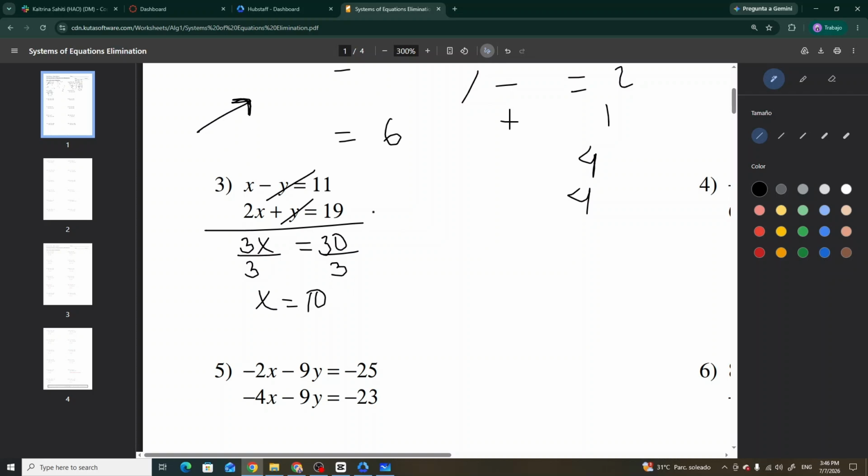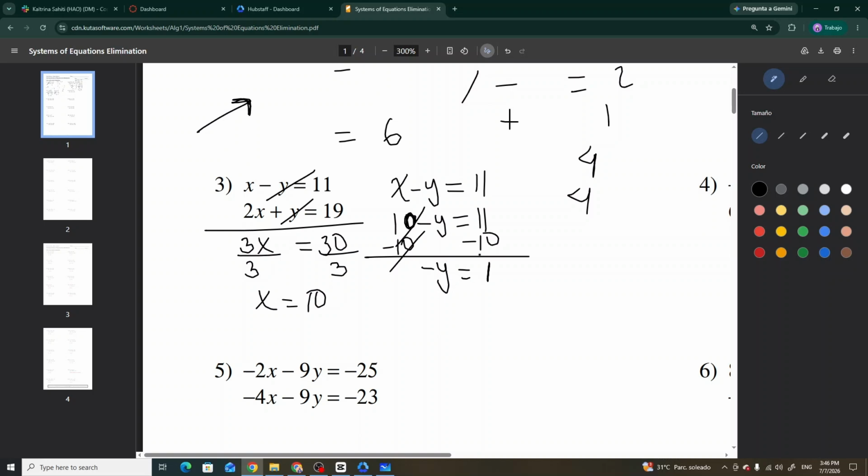Now I have to substitute the value of x to find the missing value, which is y. I'm choosing the first one: x minus y equals 11. I already know the value of x. It's 10. So 10 minus y equals 11. Subtracting 10 from both sides, I cross out the 10s, I bring down the negative y, and 11 minus 10 gives me 1.